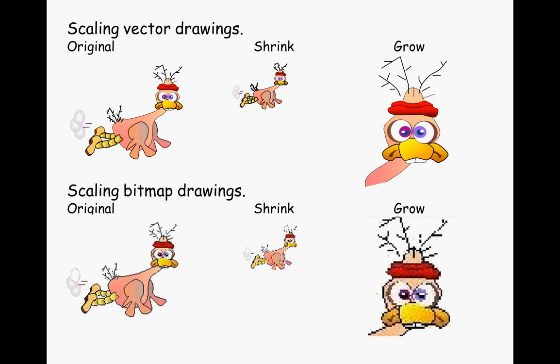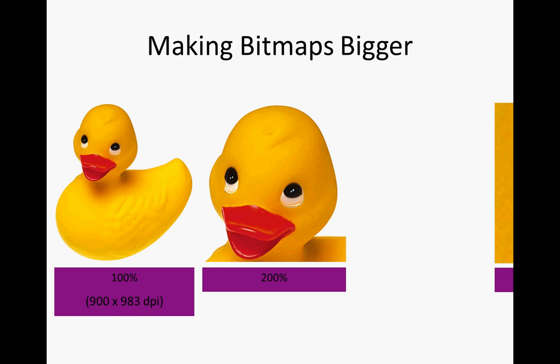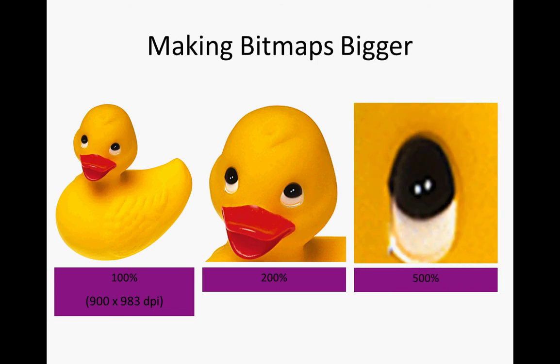Scaling bitmap drawings: the original is kind of blurry, and as you shrink it, you can hardly see the image. And as it grows, you can see that it's pixelated. Making bitmaps bigger: at 100%, at 200%, and at 500%. As you can see, the image becomes hard to see as you zoom in.